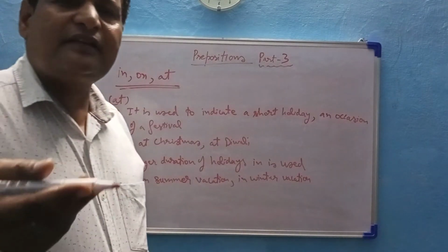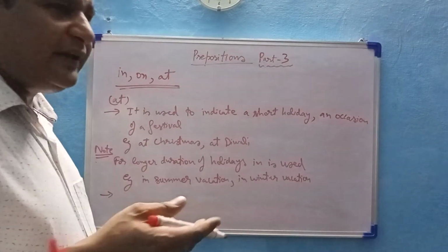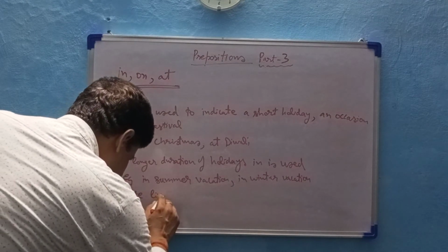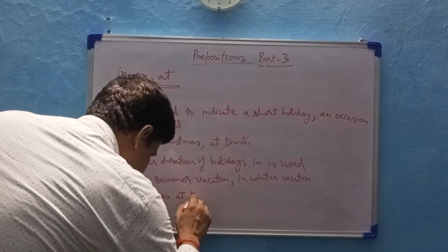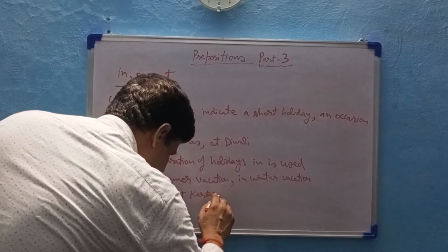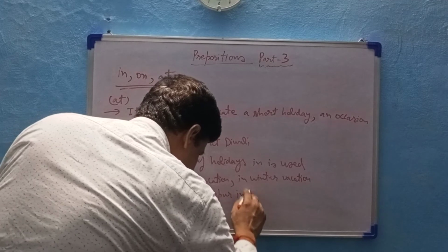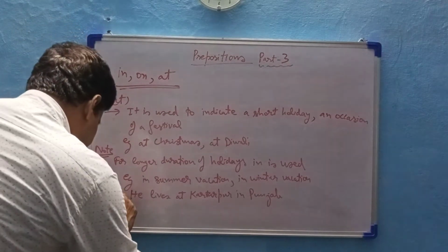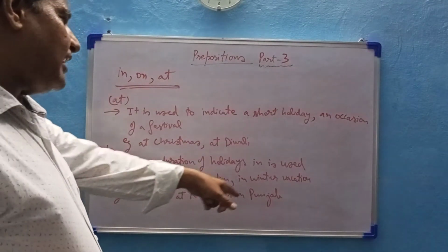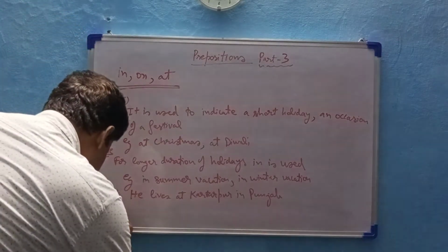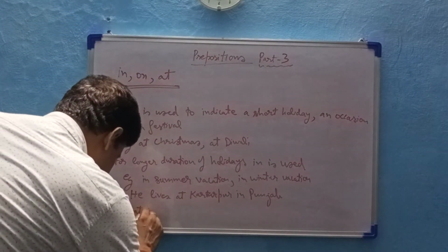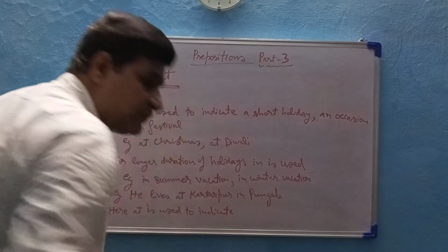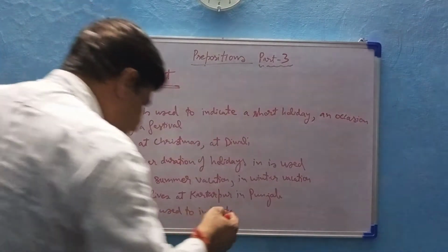At is also used to indicate the smaller places or places of less importance. He lives at Kartarpur in Punjab. He lives at Kartarpur in Punjab. So here at is used to indicate the place of less importance.